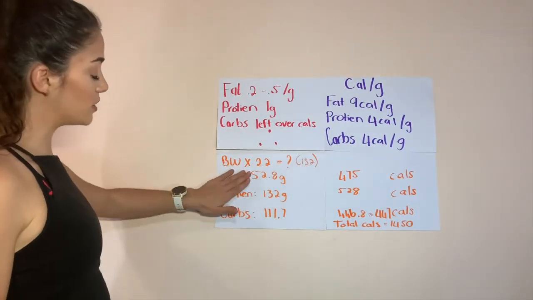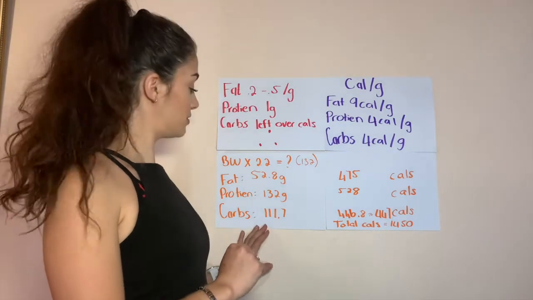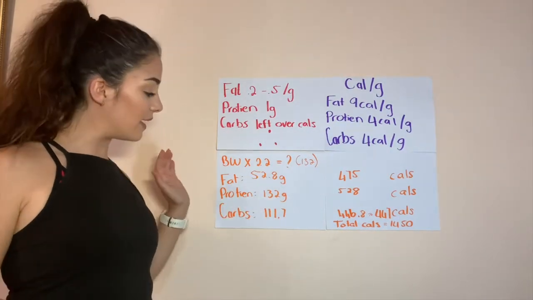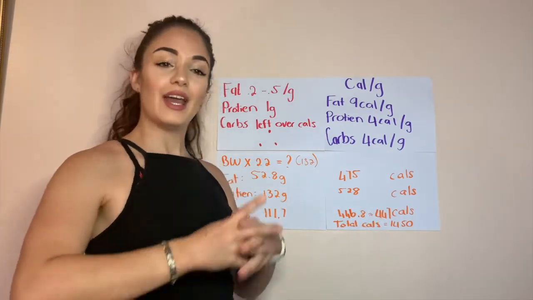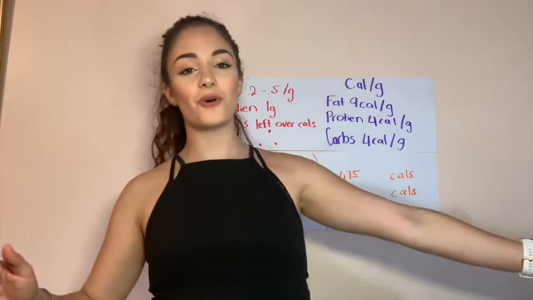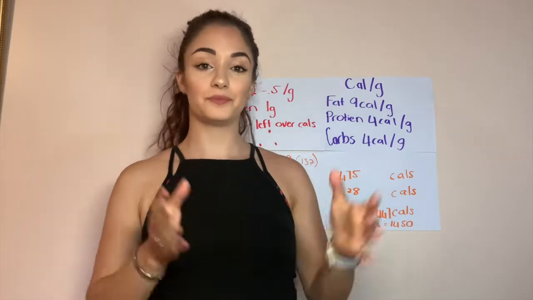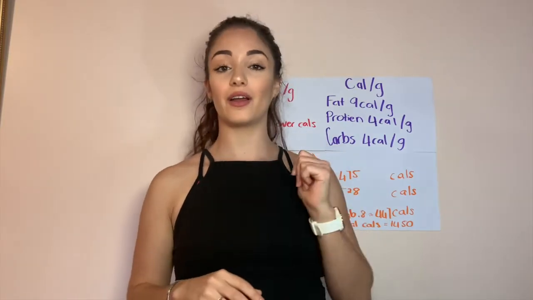So this is how much an average woman of 60 kilograms should eat: 52.8 grams of fat, 132 grams of protein, and 112 grams of carbs. And all of these calories equate to a total of 1,450 calories. So now you're in a deficit and you're eating the right macronutrient ratios. This will be the perfect combination for you to lose weight and gain muscle.